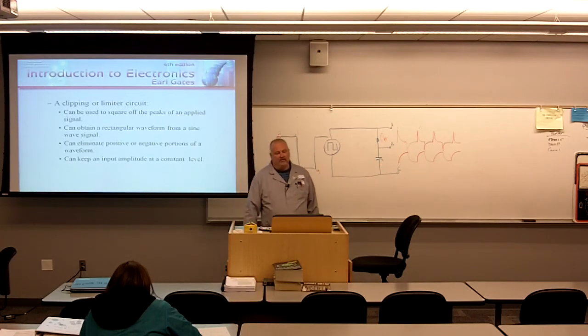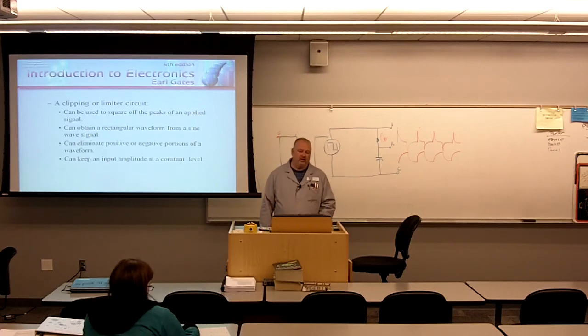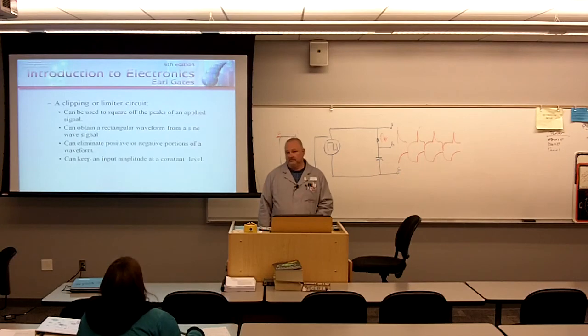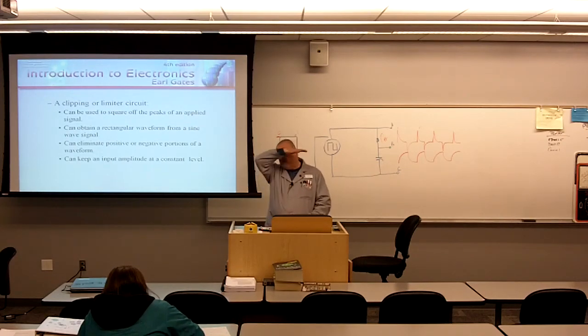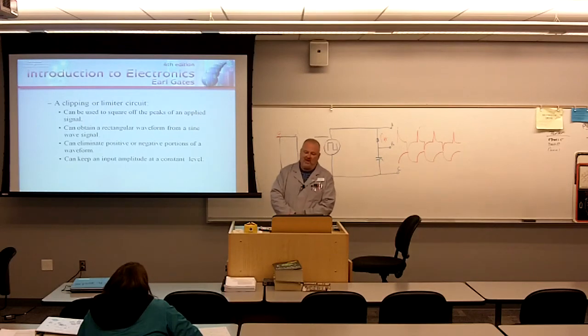A clipping or limiter circuit can be used to square off the peaks of an applied signal. They can obtain a rectangular waveform from a sine wave signal. So basically, if you've got a sine wave and you just clip the top of that off, you're basically, boom, like slicing the top of it off. It's kind of going to look like a square wave. Also can eliminate positive or negative portions of a waveform. A limiter circuit can also keep an input amplitude at a constant level.